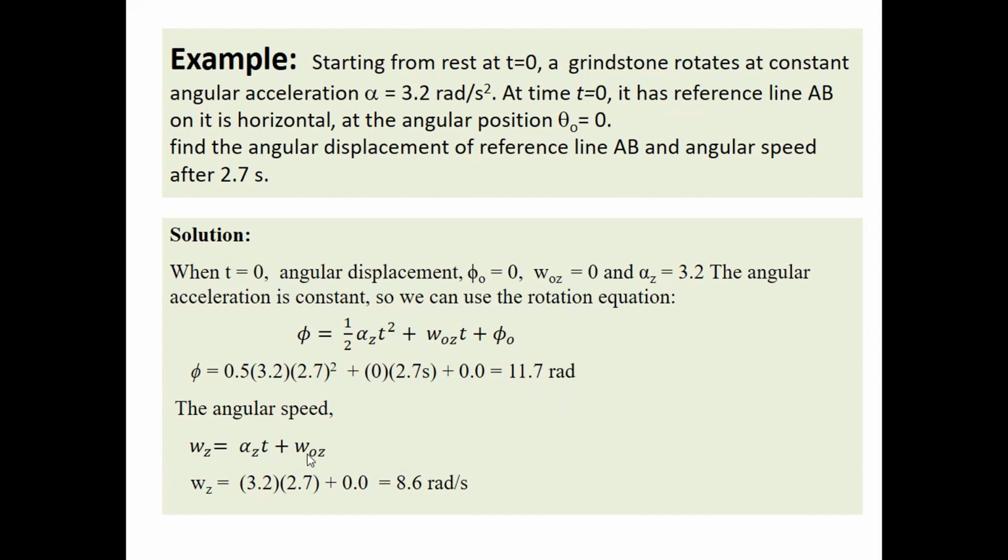Then the angular speed can be calculated as α times t plus ω0. ω0 is 0, α is given, t is given, so the angular velocity is calculated. Both quantities are very simply calculated if we know what kind of kinematic equation we have to use to reach the answers.